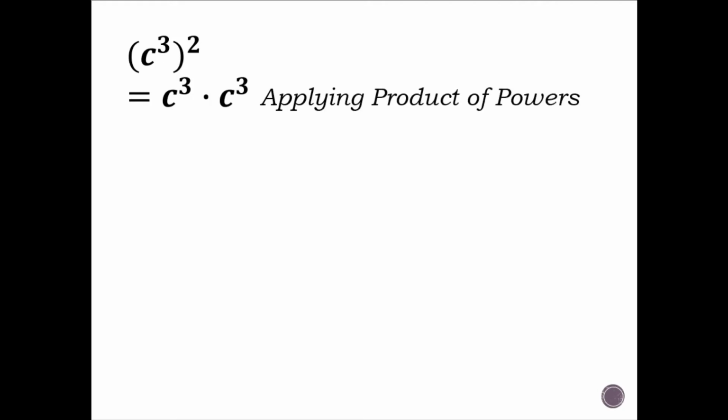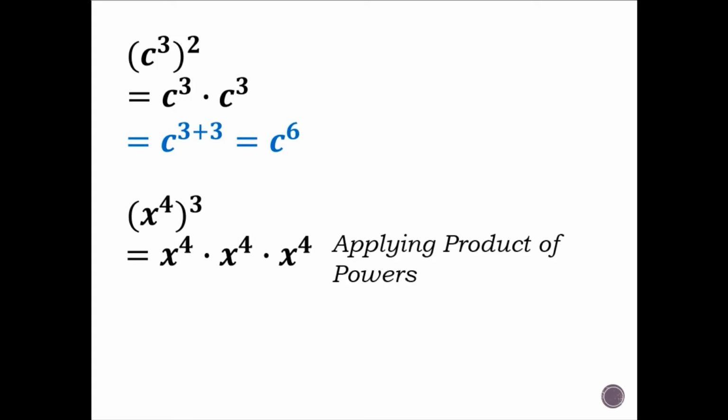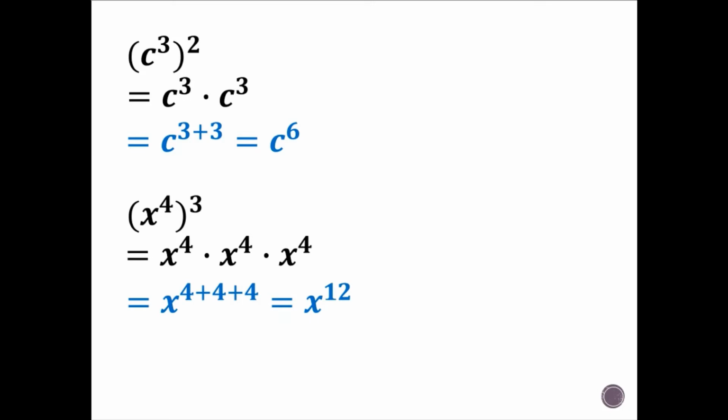Now let's also simplify the square of c cubed, or the quantity c cubed squared. To do that, we will expand the whole expression so that we will have c cubed times c cubed because the whole expression has exponent 2. Applying product of powers, we will arrive at c to the 6th power. If I have the cube of x to the 4th power, or the quantity x raised to 4 cubed, by expanding it, we will have this expression, and then applying product of powers, we will add the exponents, so the result is x to the 12th power.